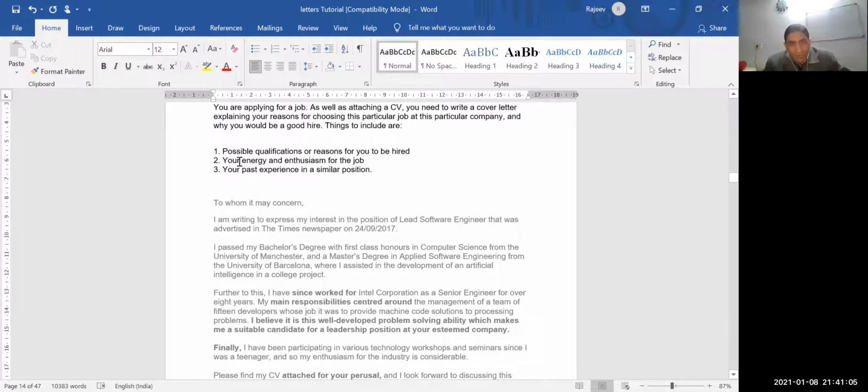Now, the second thing is about energy and enthusiasm. So, directly we are coming to this. Further to this, I have worked for Intel Corporation as, there is no need of since. I have worked for Intel Corporation as a software engineer for over 8 years. My main responsibilities centered around the management of teams. So they are talking about the experience of this person as this. I believe it is this well-developed problem-solving ability which makes me a suitable candidate for a leadership position.